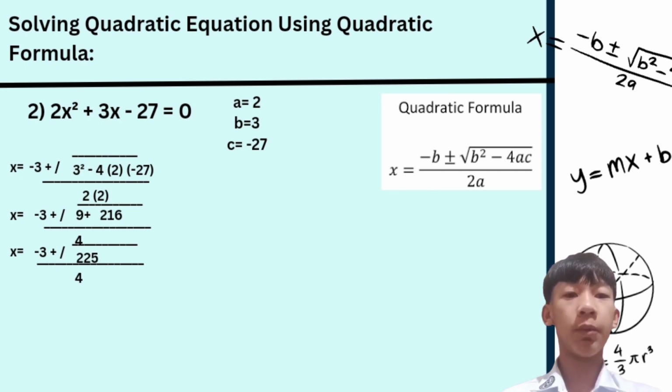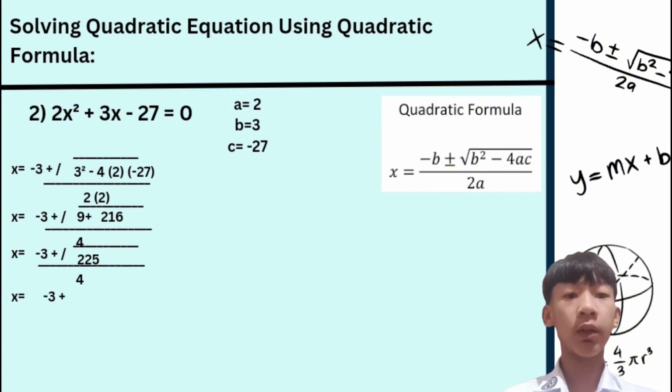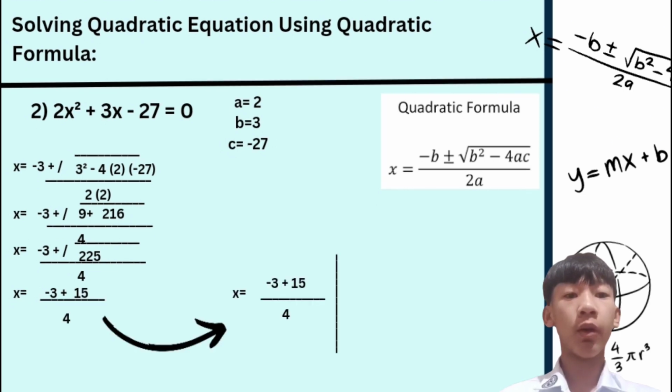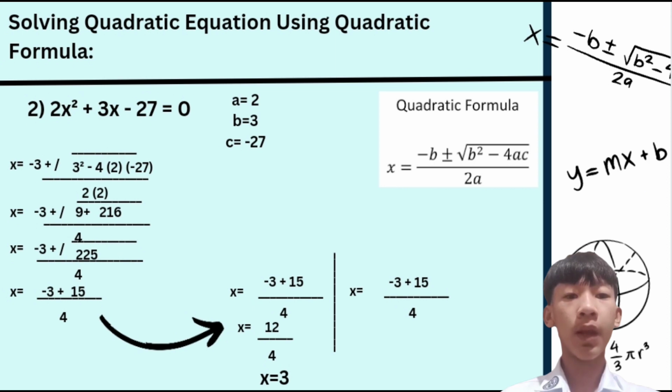225 is a perfect square. Yes, it is 15, then all over 4. So again, we have two values for x. The positive way, the negative. So x is equals to negative 3 plus 15 all over 4. Then negative 3 plus 15 is equals to 12 all over 4. Simplify, 12 divided by 4 is 3.